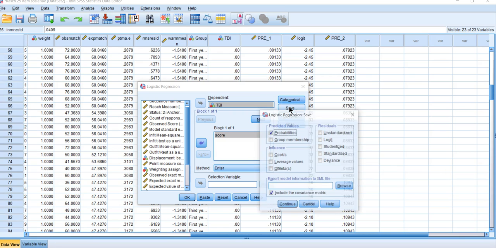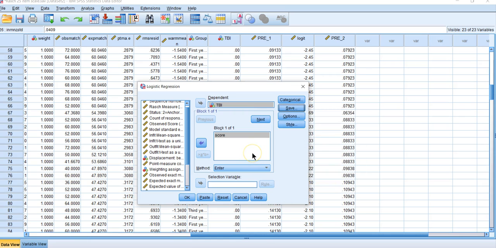Now, we want to save our probabilities because we can do that formula that the probability equals the exponentiation of a plus bx divided by 1 plus the exponentiation of a plus bx. But SPSS is kind enough to do that for us, and so we're going to ask it to do that.